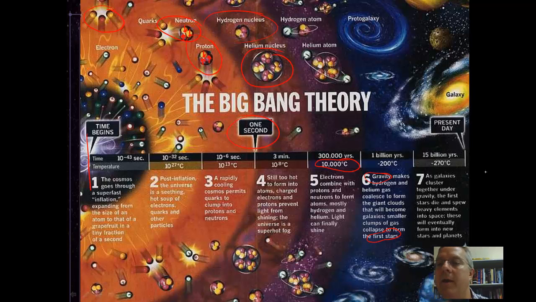And there's our present day. We have 15 billion years or so later. We have our planets and stars that were formed from those earlier stars, those proto-stars that were the big early stars that lived a short, violent life.